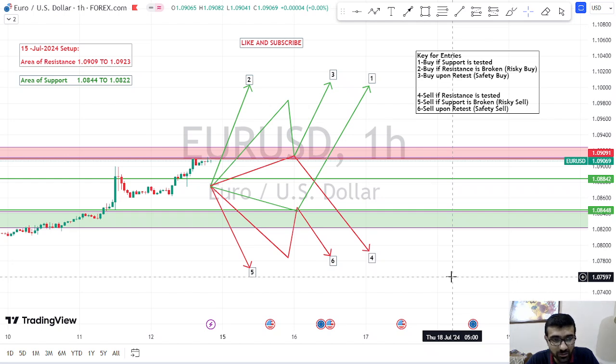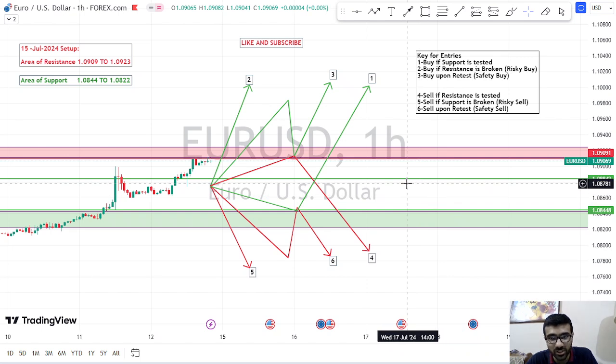So just remember that we are looking for bullish scenarios. So just be vigilant out there, and keep an eye out for possible bullish scenarios. Okay, so that's all for Euro USD for today.